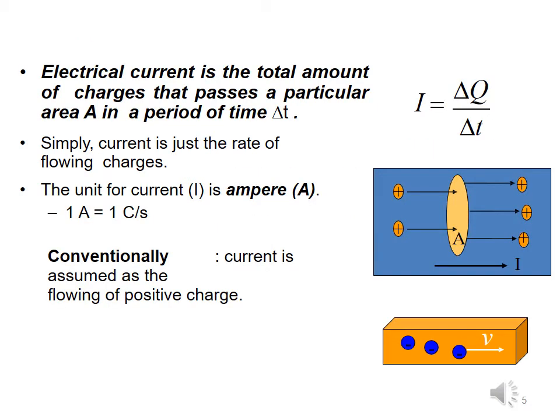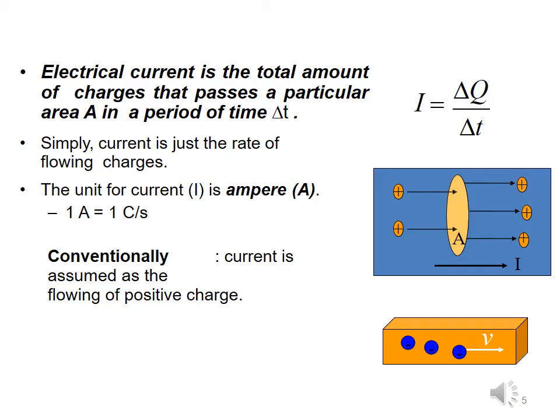So, what is current? Electrical current is actually the total amount of charges that pass a particular area A in a period of time delta t. So you can look at this picture. If we have a cross-sectional area A and you count how many charges or electrons pass this area in a particular time, that's what we call a current.